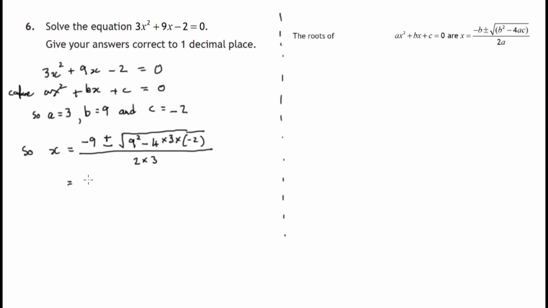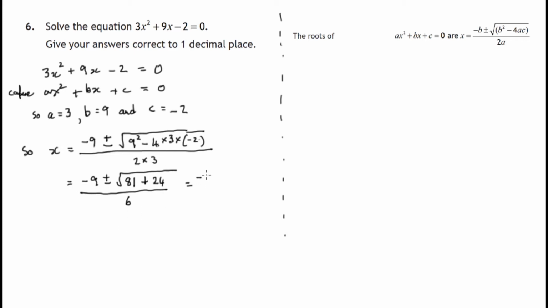So let's try and do bits and pieces of this calculation before we drag out the calculator. So there's the square root of, now 9 nines, we know that's 81. And a negative 4 times 3 times negative 2, negative times negative is positive. 4 times 3 is 12, times 2 is 24, so we're adding 24. And whatever we get for that, we divide it by 6.